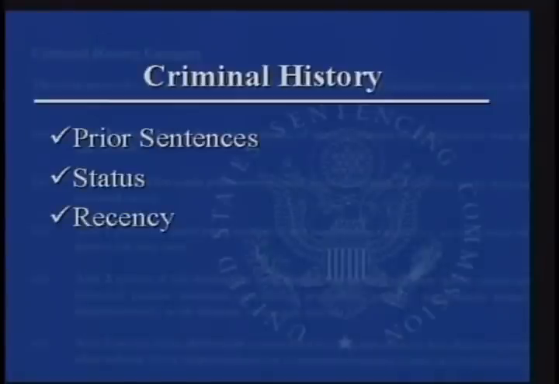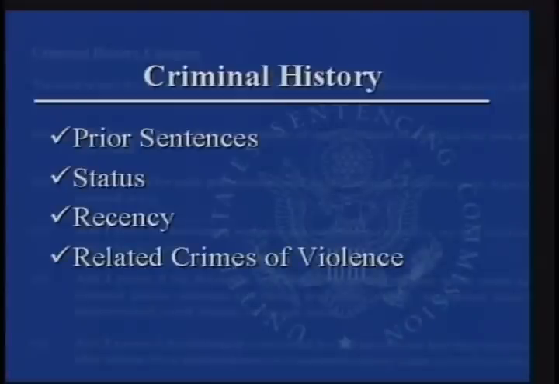I guess the best way to start is to go right into Guideline 4A1.1, where we talk about assigning criminal history points. What we are going to focus on today under 4A1.1 are the issues of prior sentences and how we apply criminal history points to those prior sentences. We'll look at the defendant's status at the time of the commission of the instant offense of conviction. What we'll focus on is whether the defendant was under some type of criminal justice sentence at the time of the commission of the instant offense. We'll look at the issue of recency. Was the defendant recently released from incarceration on a sentence? And finally, we'll talk about related crimes of violence.